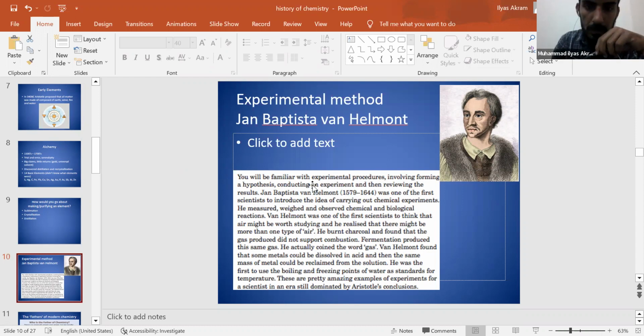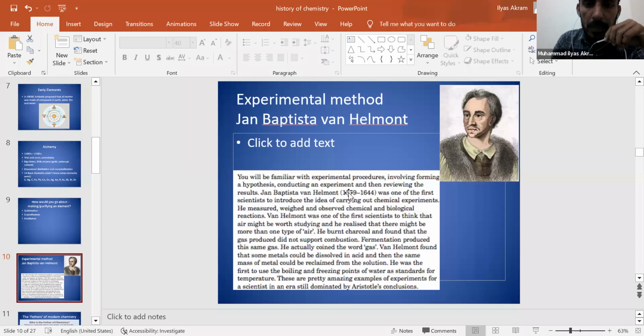So here is the simplest study about his approach. You will be familiar with the experimental procedure involving forming a hypothesis, conducting an experiment, and then reviewing the results. So this is the same method that we discussed in the scientific method.